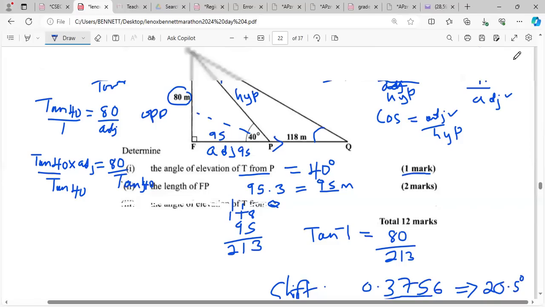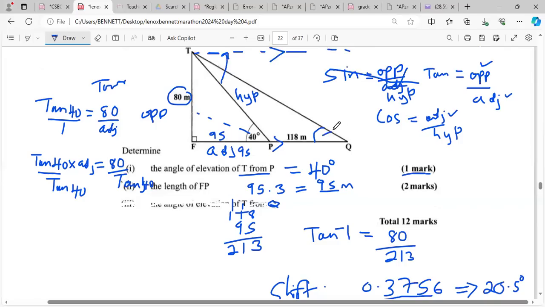So this works out to 20.5. Remember these are Z angles, right? So these are also the same as that. For every angle of elevation, you have an angle of depression.